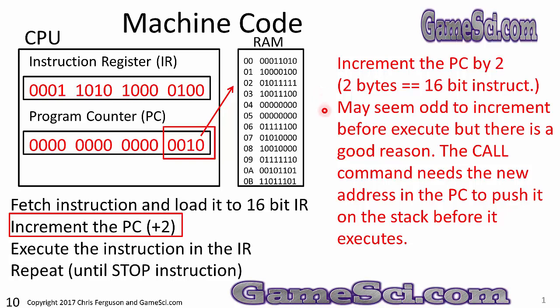May seem odd to increment before execute, but there is a good reason. The call command needs the new address in the PC to push it on the stack before it executes. We're going to add 2 to the program counter before we execute the instruction in the instruction register. So we'll point the PC to address 2.